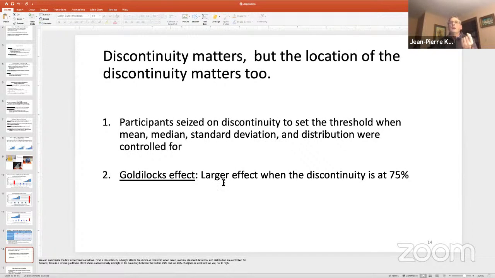a Goldilocks effect, namely the larger effect of the discontinuity occurred when the discontinuity was located at the 75th percentile counting from the bottom, or the 25th percentile counting from the top.